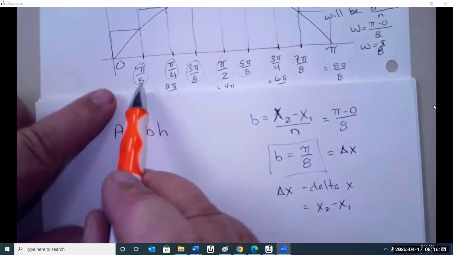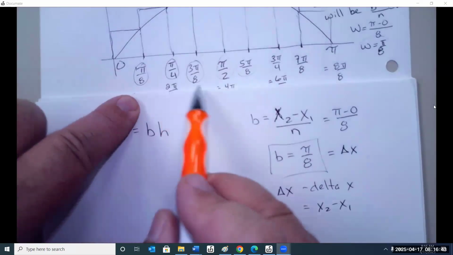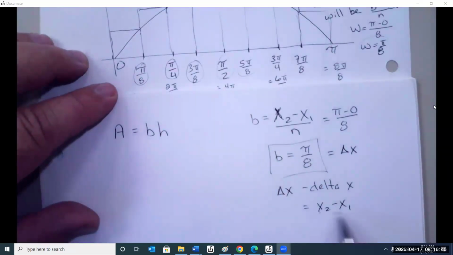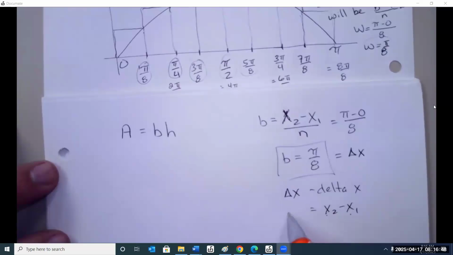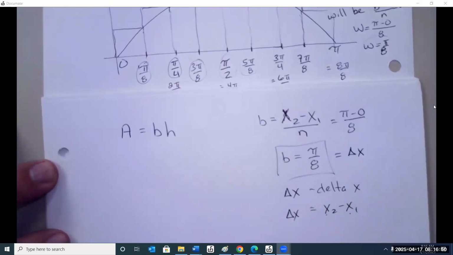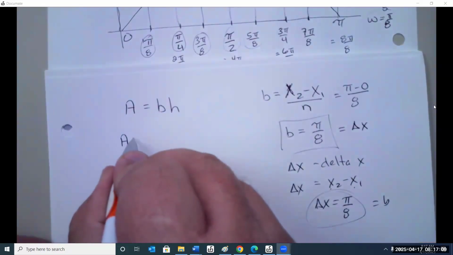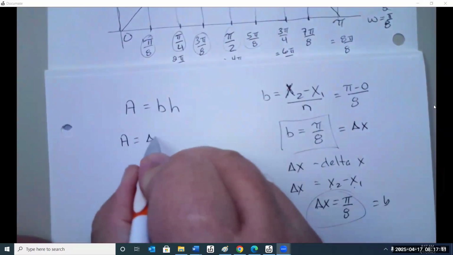Because if you look at it, if we take each one of these and do x2 minus x1, they're all going to equal what? Pi over 8. So our delta x is equal to pi over 8. Again, it doesn't have to be uniform. It just makes it much cleaner, much easier for us. So for our area, we have delta x as our base.